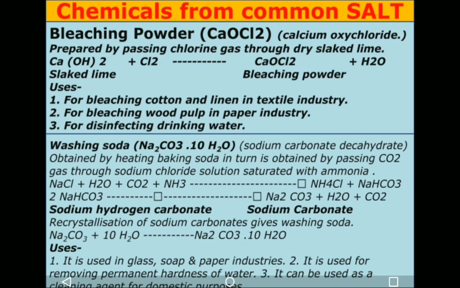It is also used in the manufacturing of chloroform. This is also a very important use of bleaching powder. We know the uses of chloroform. What happens when we smell chloroform? It gives anesthesia. So these are the uses of bleaching powder.